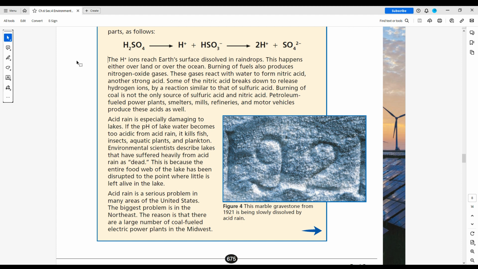Acid rain is especially damaging to lakes. If the pH of lake water becomes too acidic from acid rain, it kills fish, insects, aquatic plants, and plankton. Environmental scientists describe lakes that have suffered heavily from acid rain as dead. This is because the entire food web of the lake has been disrupted to the point where little is left alive in the lake.